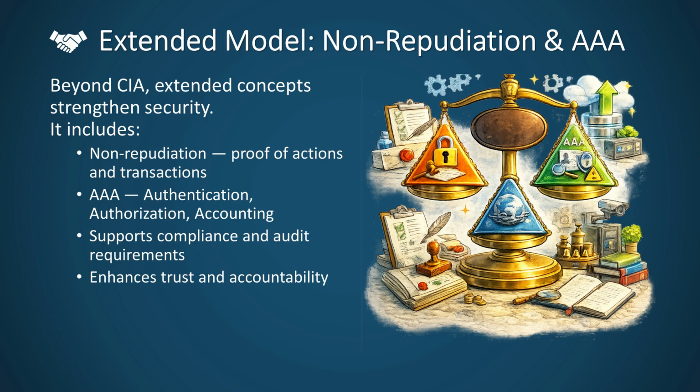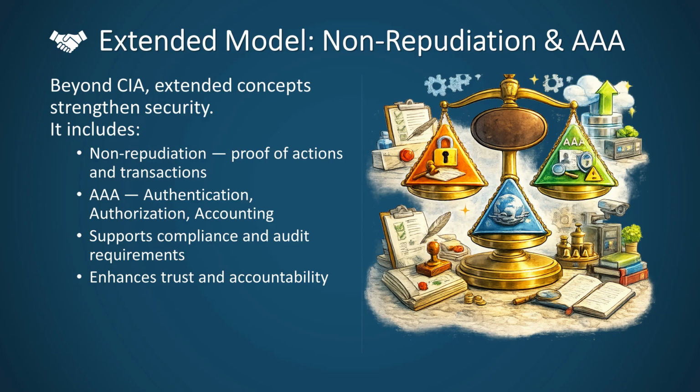The CIA Triad gives us the foundation, but modern cybersecurity goes further with extended concepts that add depth and accountability. One of these is non-repudiation. This simply means that once someone performs an action or transaction, they cannot deny it later. For example, digital signatures provide proof that a message or transaction really came from the claimed sender and that it hasn't been altered. This builds trust and prevents disputes.